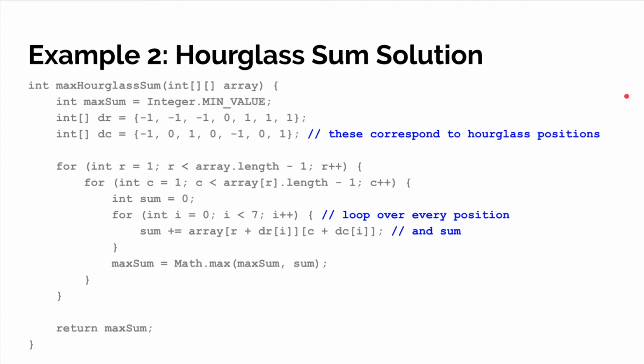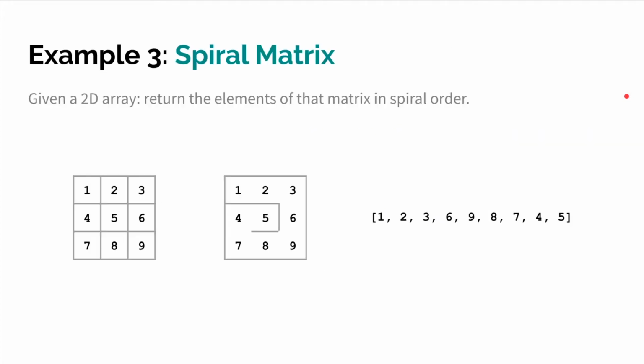Alright, so let's move on to the next question. Spiral matrix. Given a matrix, return the elements of that matrix in spiral order. So we would have an example here, right? If we were given this matrix right here, we would return it in spiral order. So we start at the upper left corner and go 1, 2, 3, 6, 9, 8, 7, 4, 5, right? You can see in this diagram, we're spiraling in, and then we return it in spiral order.